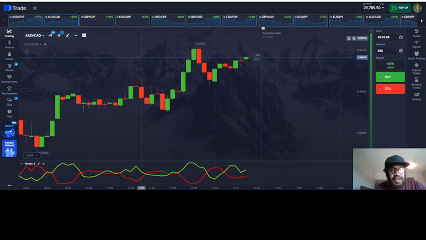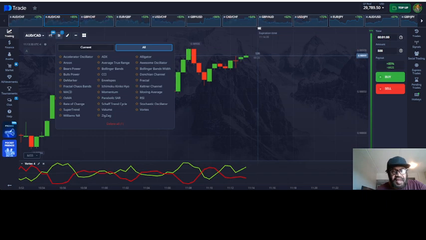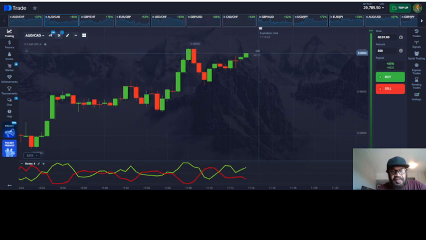Okay, so I'm going to be utilizing one indicator here, and that is the Vortex Indicator. If we click on the indicator icon here, the vortex can be found here. So we click on that, and the vortex indicator appears here at the bottom of the chart.